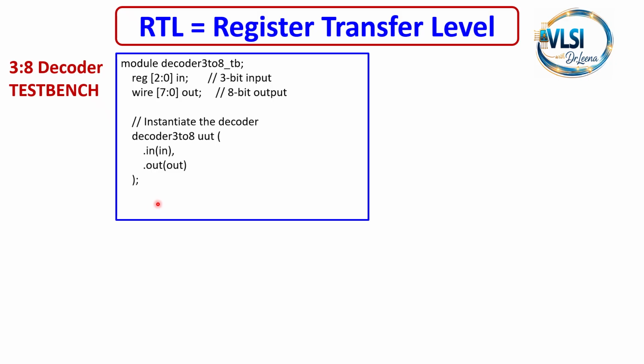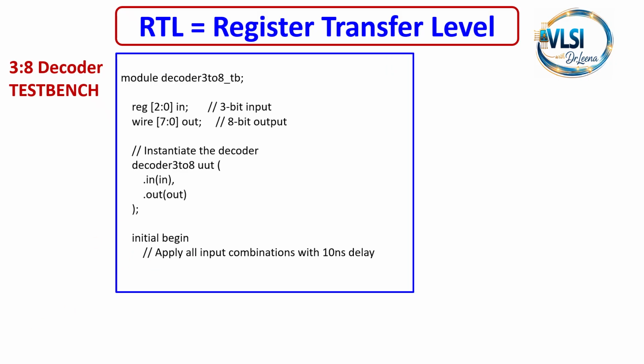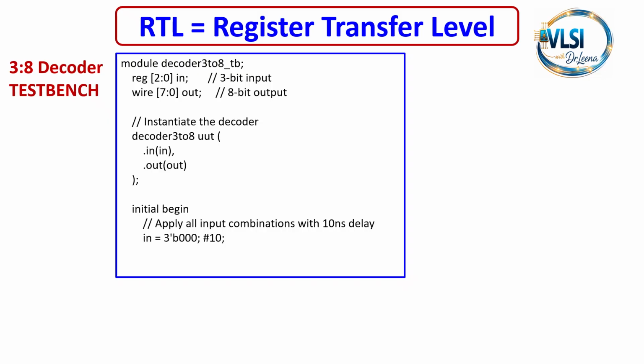In all the courses, the first step we do is give the inputs and outputs using reg and wire, and then we instantiate. After instantiating, we give the test cases. For that, we begin with an initial block, and then we apply all the input combinations with a 10 nanosecond delay. In the first input combination, in is equal to the 3-bit binary 000. When the input is 000, the decoder activates output line 0, that is out 0, and waits for 10 time units and executes the next combination.